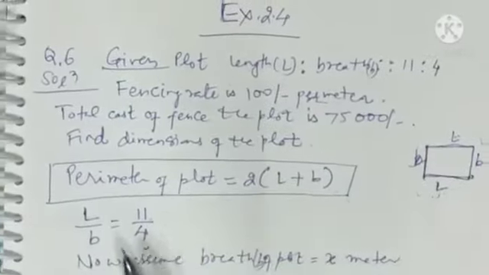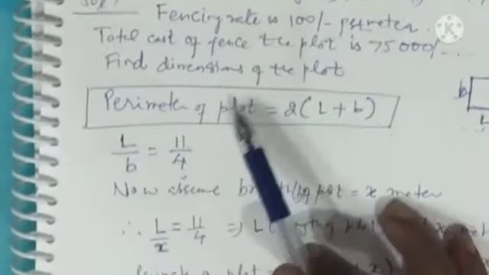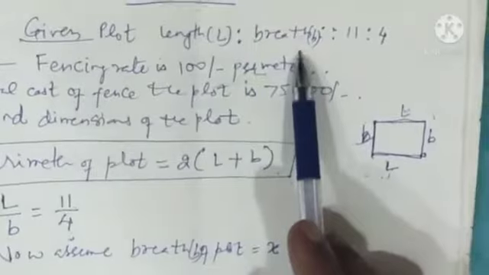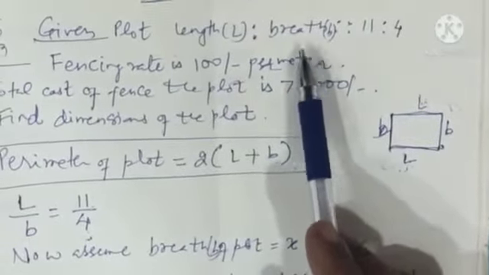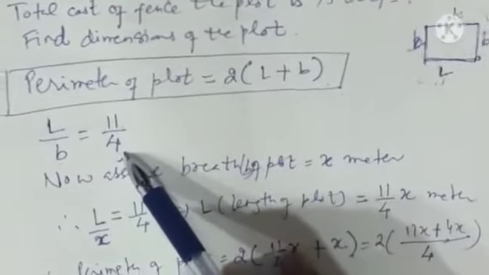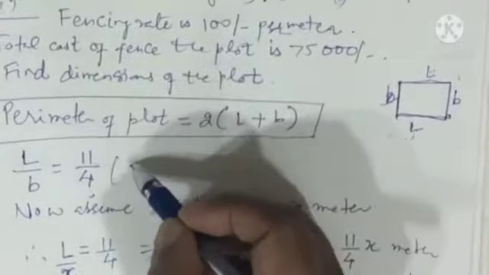Now we are writing it down in notation form. We take L for the length and B for the breadth. So the ratio L upon B is equal to 11/4. It is given.